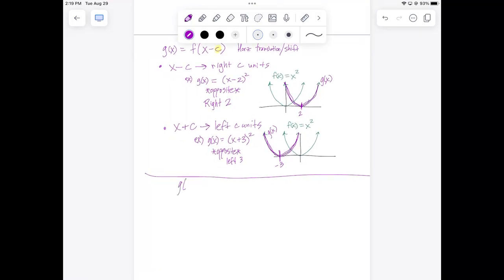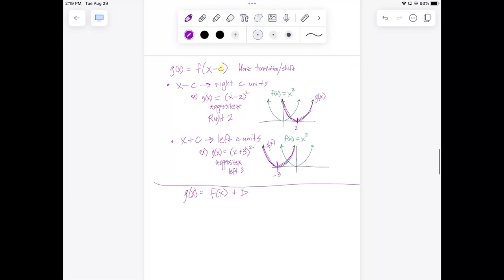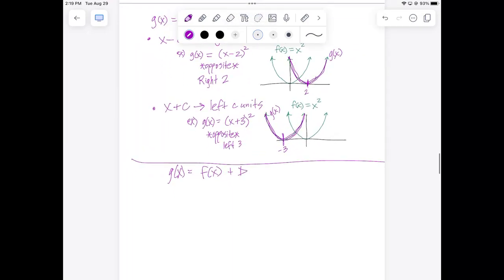If you look at g of x equals f of x plus d, notice now this d is being added outside the function. It's already closed. It's f of x, pause. Oh yeah, and before you graph it, add d to it. This is your vertical translation, or your vertical shift.